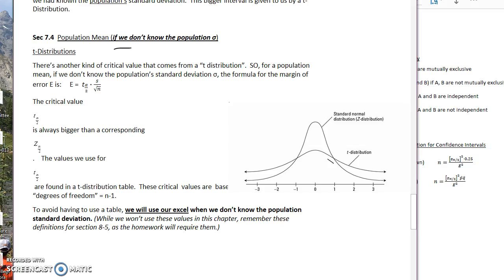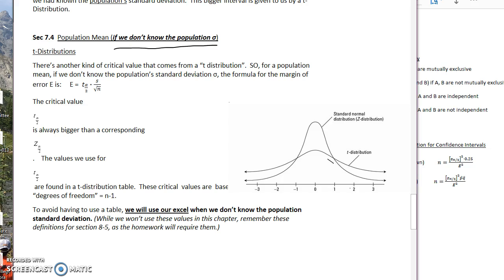So if we do not know sigma, we're going to use our sample standard deviation, but we're also going to have to use a different distribution. This right here is the t distribution. It's still a normal distribution, right? But it's much less steep and precise compared to the z distribution. So we're going to have a much wider distribution. The standard deviation is slightly larger.